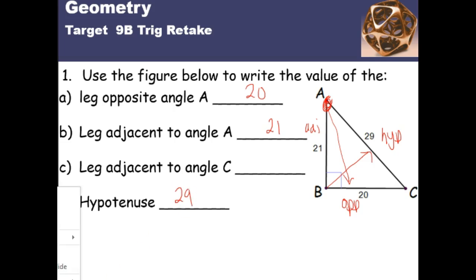Then I'm going to change pen colors, and I'm going to put a dot at angle C. And now this time, this is the opposite, so I'm going to cross it out. This is opposite, and now this is adjacent. And it wants the leg adjacent to angle C, so that's this one right here, which is 20.